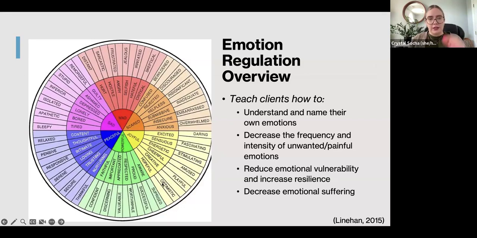I love the feelings wheel as well. And again, there are so many different versions. It really helps us label and name some of these variety of feelings here.